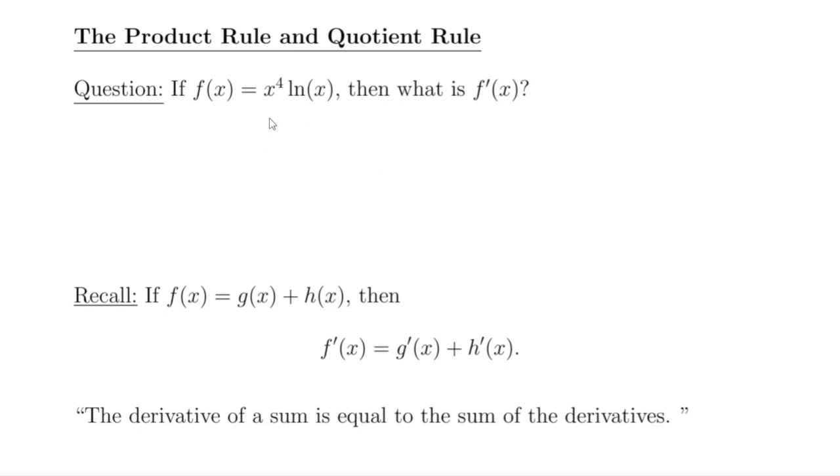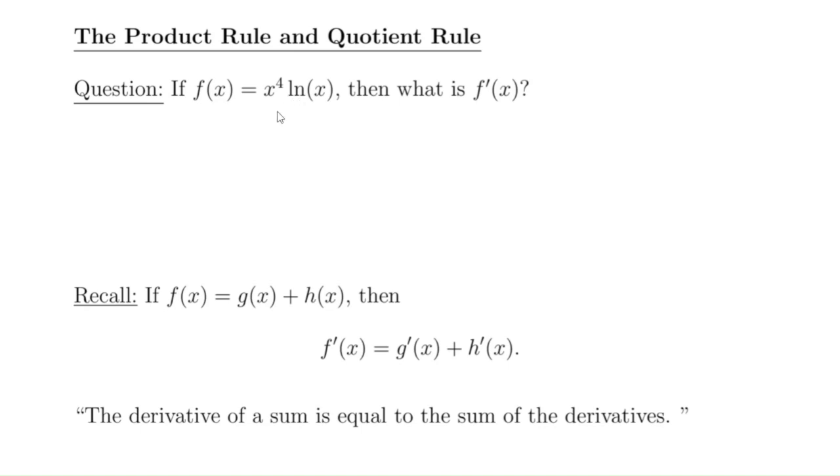Now, our first thought might be, well, we know what the derivative of x to the fourth is. It's 4x cubed, and we know the derivative of natural log of x is 1 over x. So maybe the answer is just 4x cubed times 1 over x. But it turns out that's not the case. That's not the correct answer. You can't just do a derivative of a product of two functions by doing the product of the derivatives.